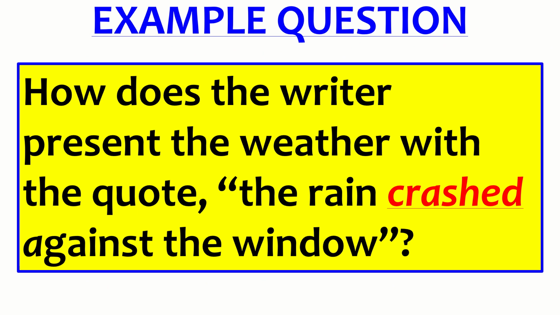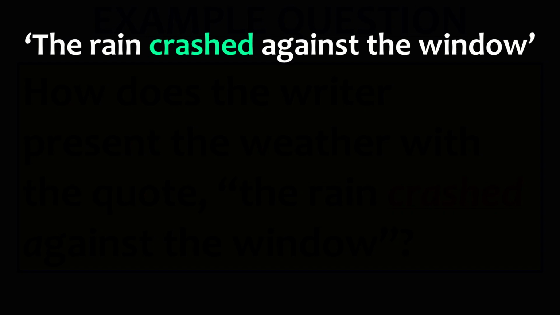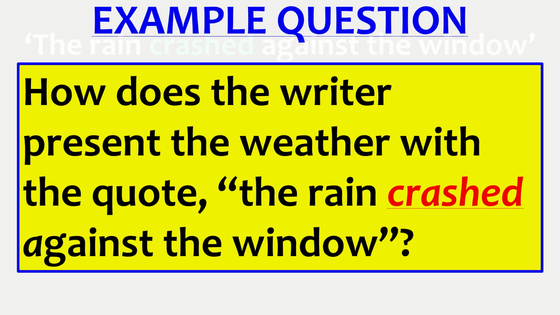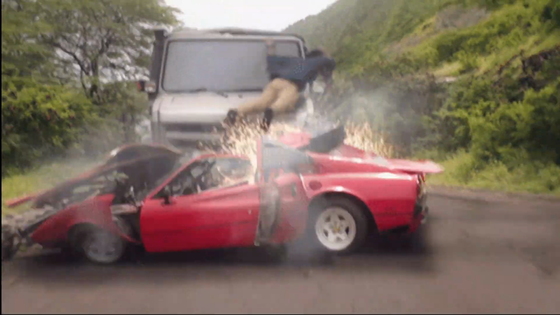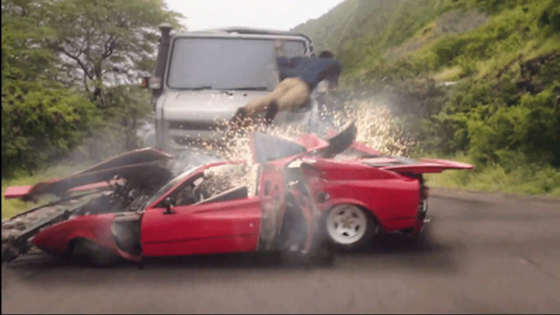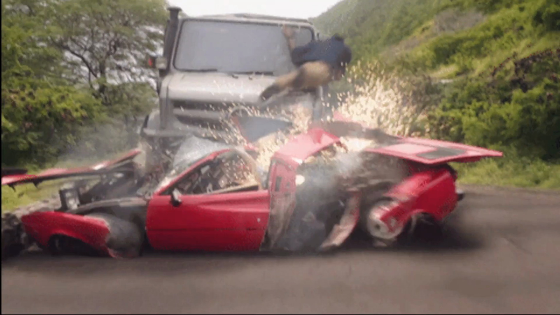Example question: how does the writer present the weather with the quote, the rain crashed against the window? The writer could have said, for example, the rain tapped against the window. If it had said that, we would maybe be thinking the rain is soft and unthreatening, but it says crash. So when we think of the word crash, what do we think of? Well, we think of power, we think of violence, we think of pace.